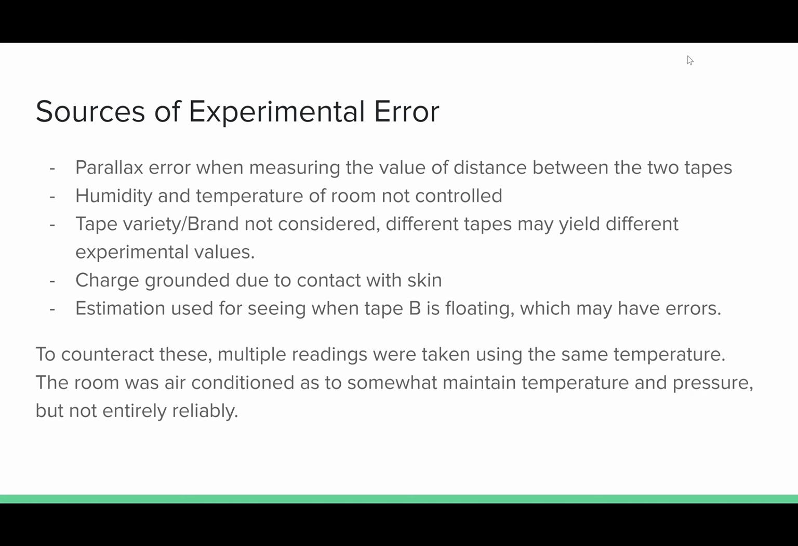There can be multiple sources of experimental error in the values that we just found. These may include parallax error, humidity variations, tape brand variety, and the charge might have been grounded due to contact with the skin, and there was a certain degree of estimation used in seeing when the top tape was floating.